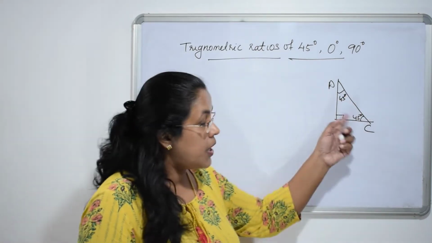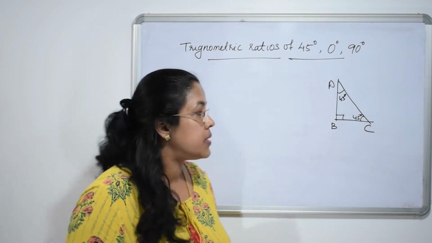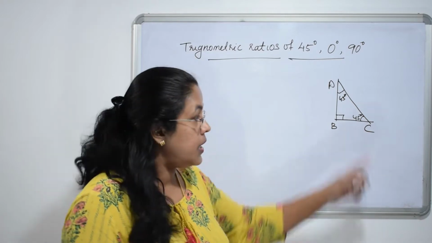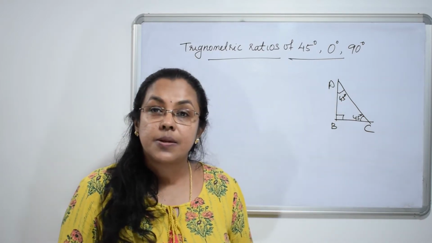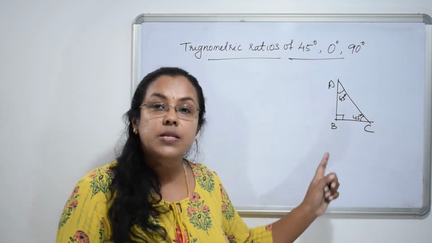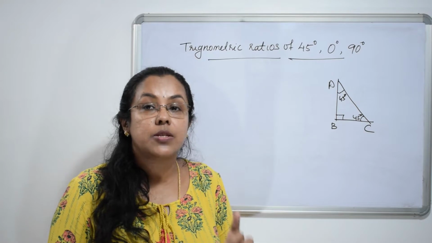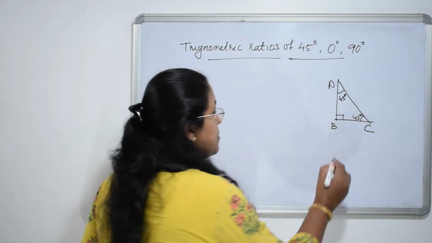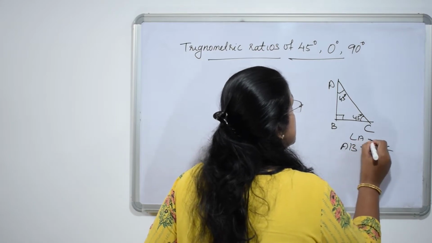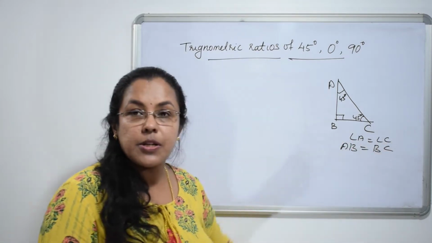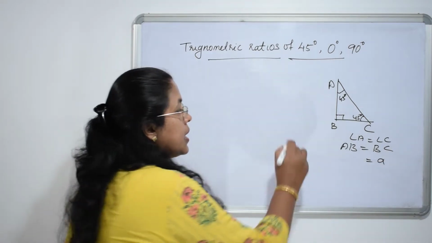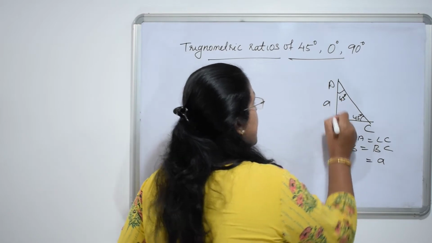Okay, now we are going to write the ratios. Before that, if this angle is 45 and this angle is 45 degree, then which type of triangle is this? It is an isosceles right triangle. That means AB is equal to BC, since angle A is equal to angle C. Let it be A. Name BC and AB as A.